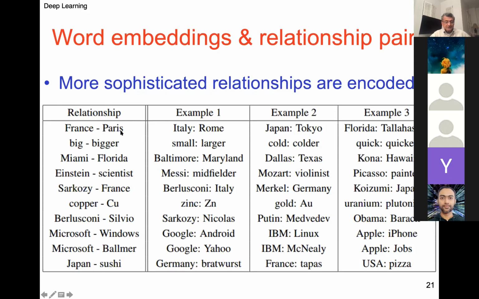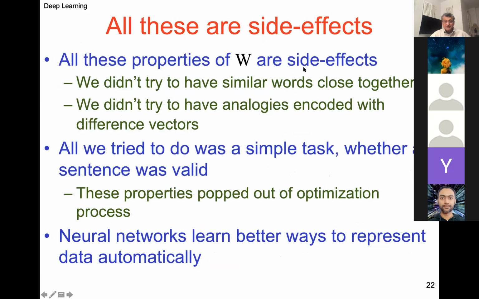France to Paris, Miami, Florida, Einstein scientists, all this, Sarkozy, France, Berlusconi, Silvio, all these pairwise, more sophisticated relationships are encoded. Italy to Rome, Baltimore to Maryland, all these things. Japan to Tokyo, Dallas to Texas, IBM to McNeely, right? All these things. Example 3. Word embeddings and relationship pairs.